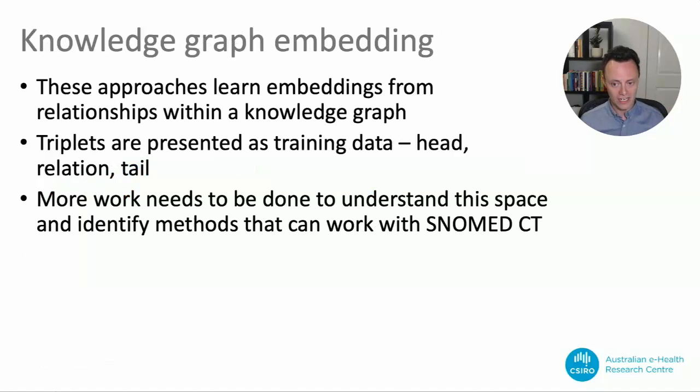Finally, knowledge graph embedding approaches use machine learning methods to learn embeddings directly from the graph of relationships. Training data are provided as triplets, and the result is a low-dimensional embedding that can be used for tasks like link prediction. I'm still at the beginning of my journey in exploring these models and have not yet found a method that works well for SNOMED CT.